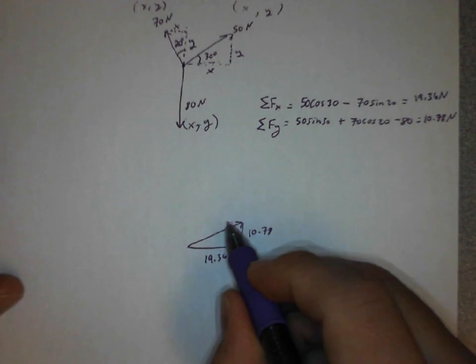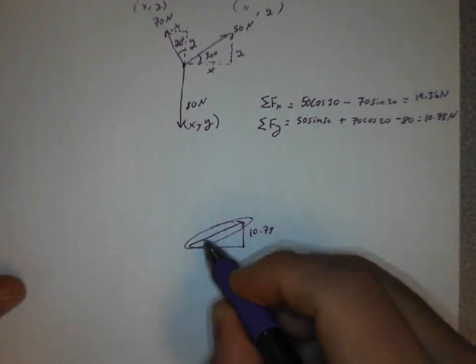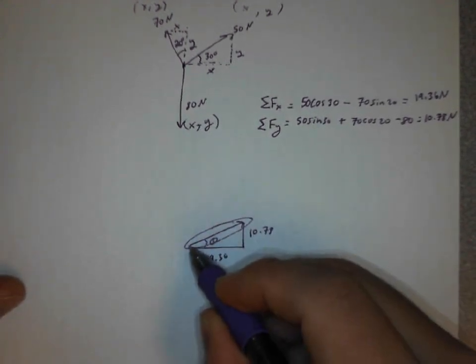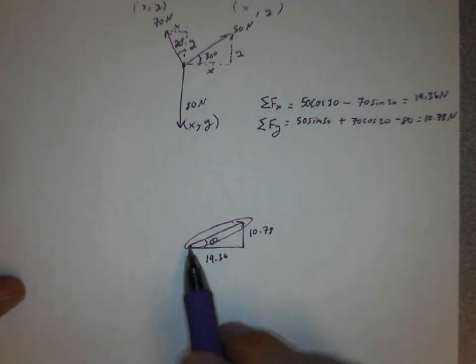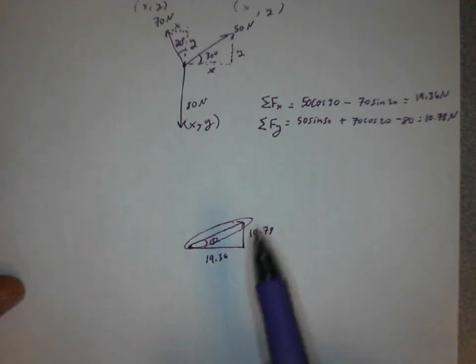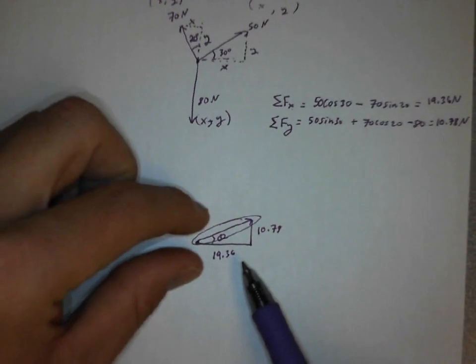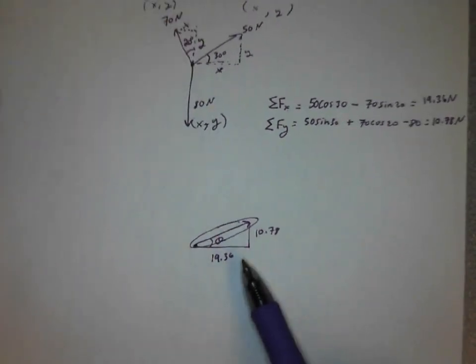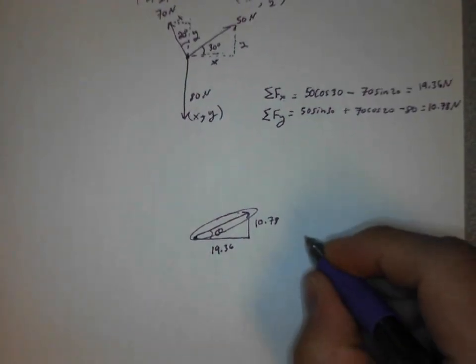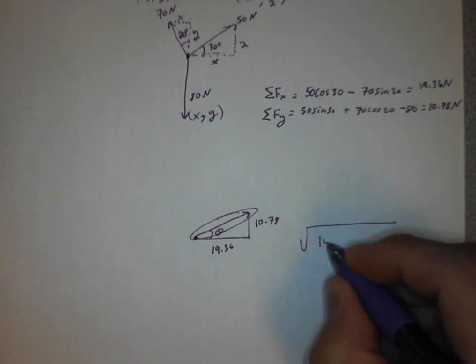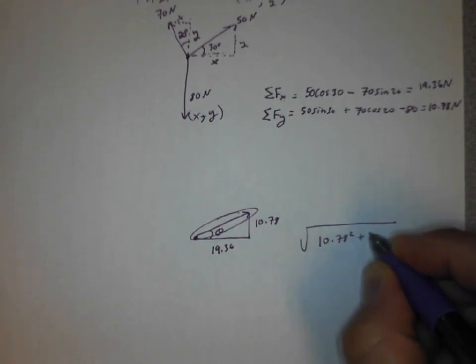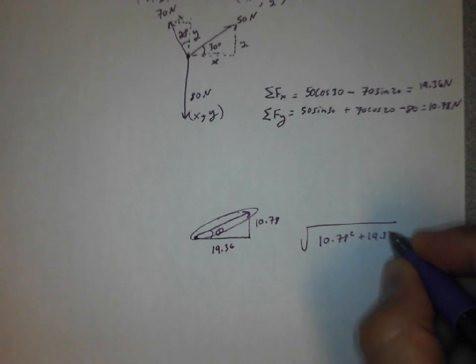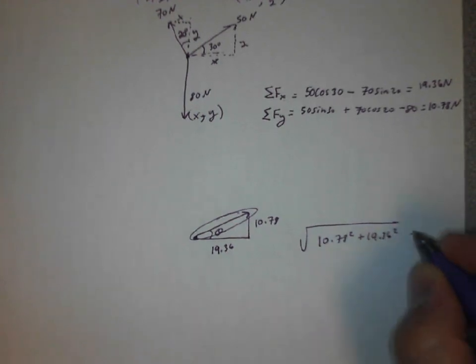Okay, I'm looking for that side length now, and I'm looking for that angle. Remember, this right here is actually my dot on my free body diagram, that origin spot. I'm just taking this and removing it from this upper diagram here. So, using Pythagoras theorem, 10.78 squared plus 19.36 squared, do the square root of both those.